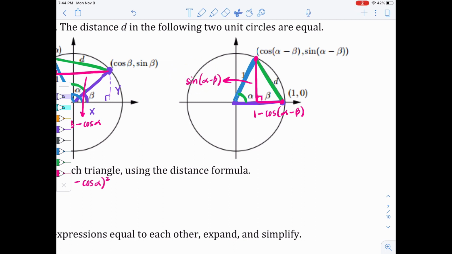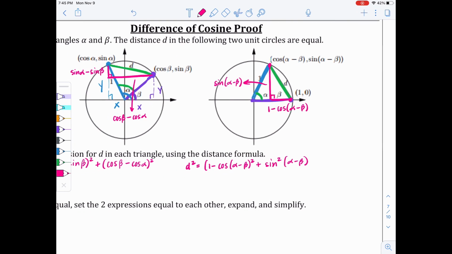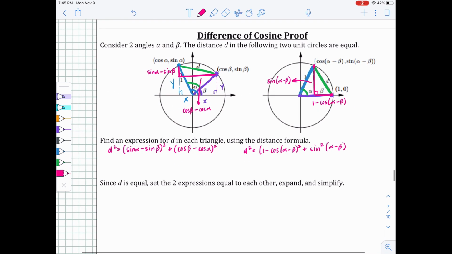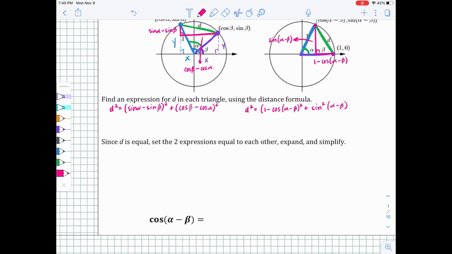So if we were to come up with an expression for the length of d using the Pythagorean theorem, we would say that d squared is equal to the quantity 1 minus cosine of alpha minus beta, squared, plus sine squared of alpha minus beta. In the next step, since our d squareds are equivalent, we can take our two expressions and set them equal to each other.